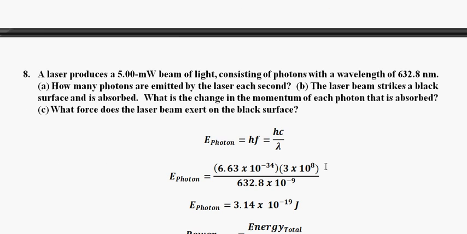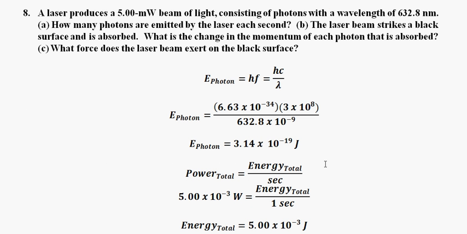Okay, let's do number 8. See how we like it. A laser produces a 500 milliwatt beam of light consisting of photons with wavelengths 632.8 nanometers. How many photons are emitted by the laser each second?